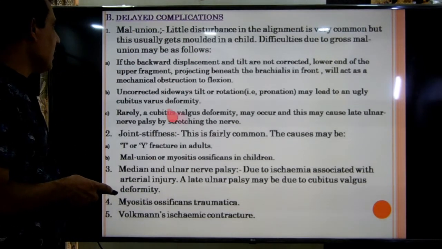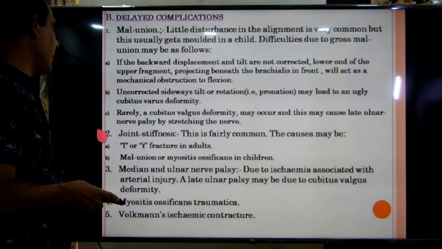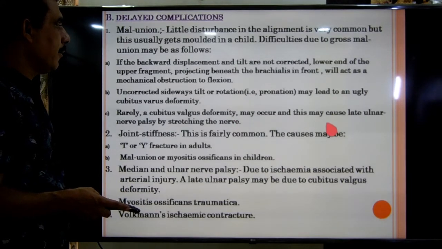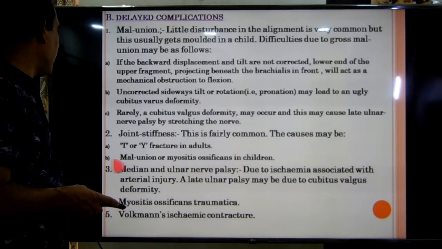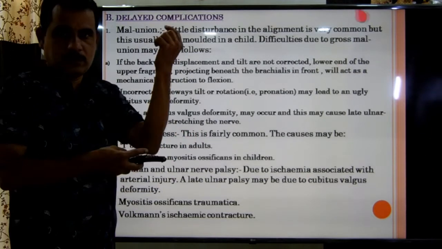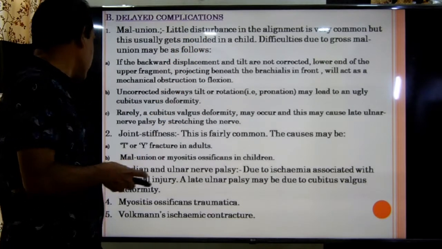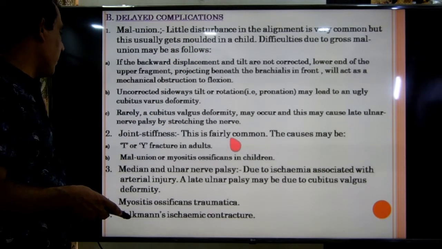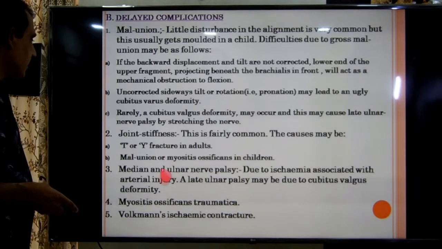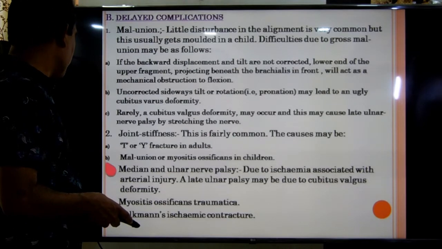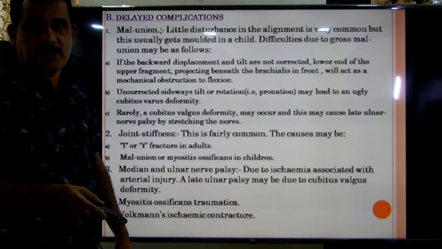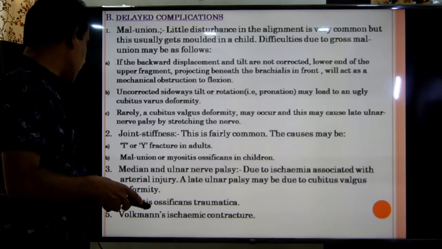Then there is uncorrected sideways tilt and rotation. It is rare, but cubitus valgus deformity may occur and may cause a late ulnar nerve palsy by stretching the nerve on the ulnar side. Then joint stiffness is also very common, especially in T or Y fractures in adults when there is malunion. Then median nerve or ulnar nerve palsy due to injury to the median or ulnar nerve.